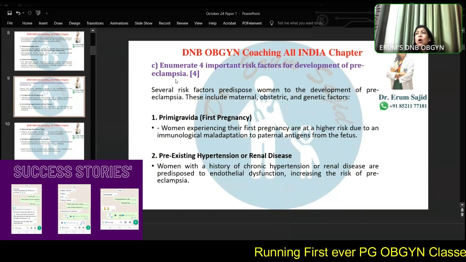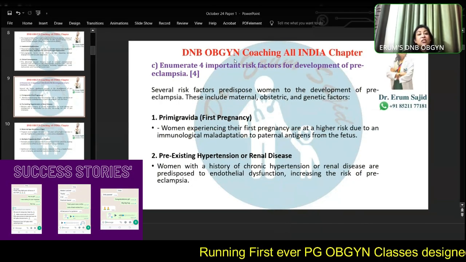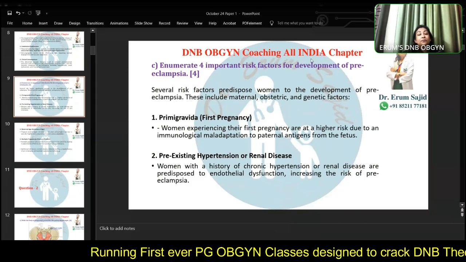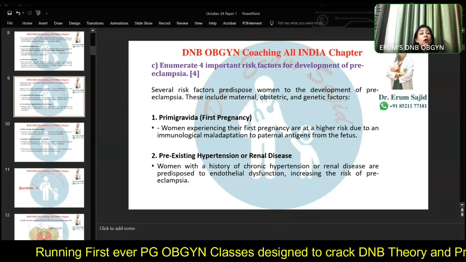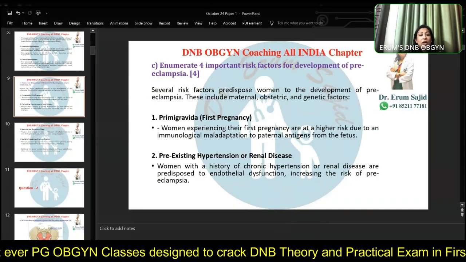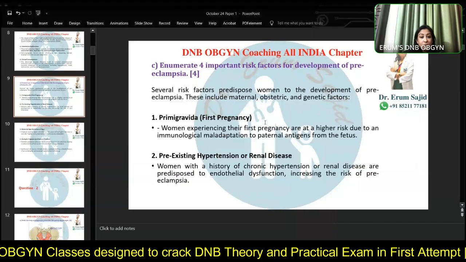This is a very, very, what do I say, stupid question to ask, because it's just enumerating causes. What are we going to write down in this? Just a word or two, and they're giving 4 marks to such a small question.